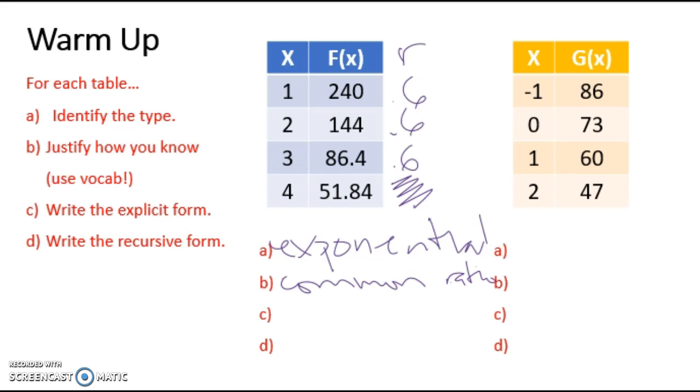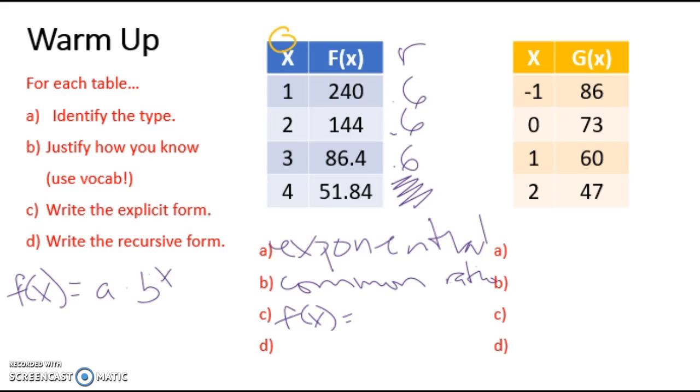Now we need to write an explicit form. Well, an explicit form for an exponential has the form f of x is equal to a times b to the x. And remember, a is our y-intercept. Do we have our y-intercept? We do not have our y-intercept. To find our y-intercept, we need to find what is our output when our input is 0.